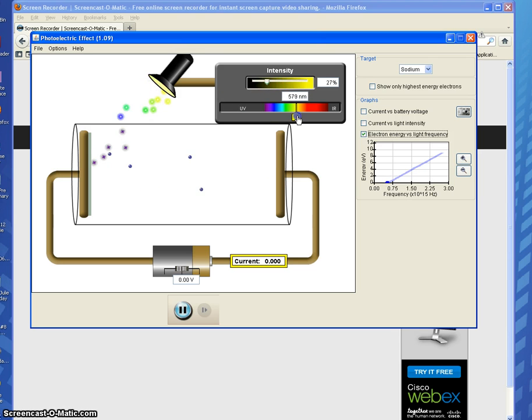Now we need to do some work with that, and I want to look a little bit more at that graph in a little bit more detail. But that's pretty much the photoelectric effect, more or less, in a nutshell.